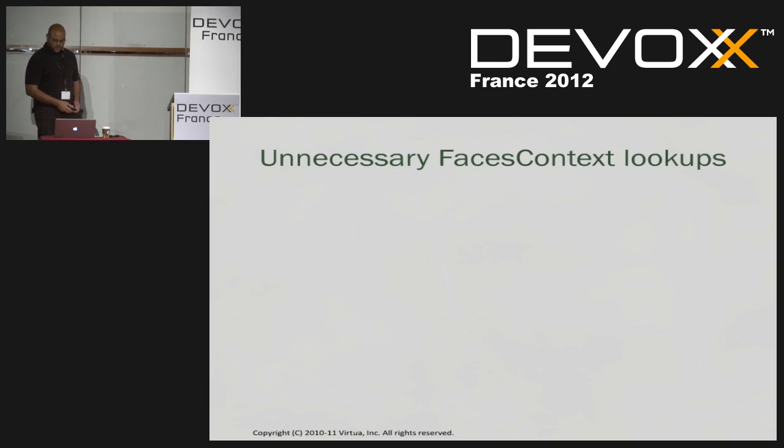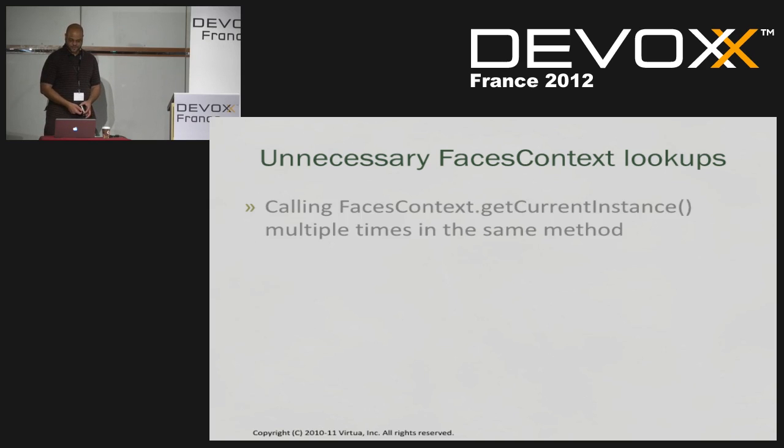All right, this is another one, which is maybe a little bit less obvious. This is the unnecessary faces context lookups antipattern. Basically, if you call FacesContext.getCurrentInstance multiple times in a method, it's not a good thing. Can anyone tell me why? Anyone know why?